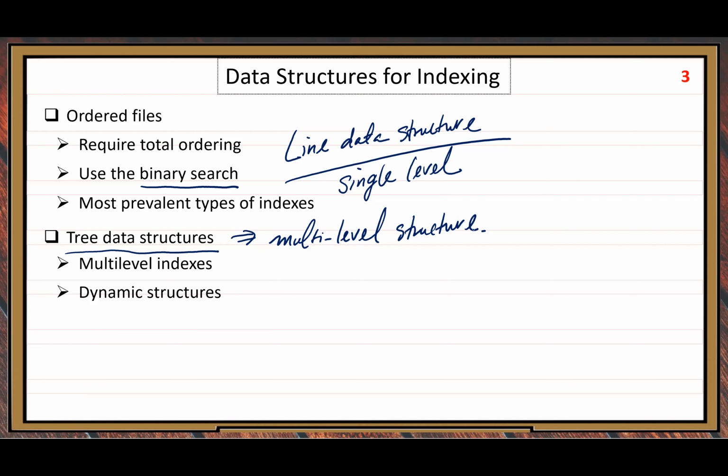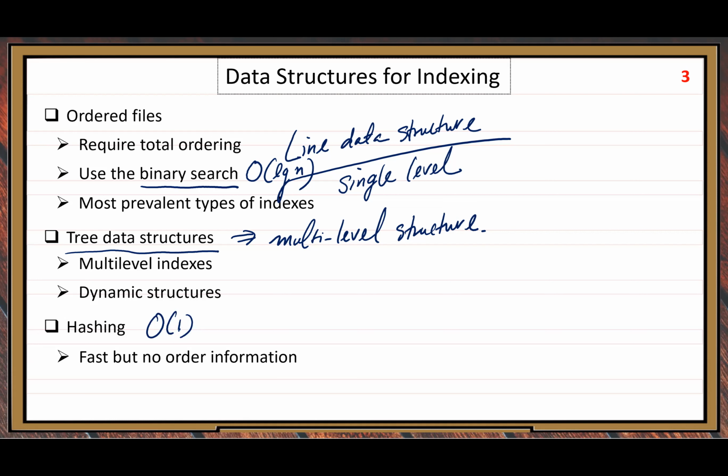All right. Hashing: fast, but no order information. As I mentioned, hashing is actually much faster than binary search. Binary search is big O of log n, log base 2, and hashing is big O of 1. So much faster than binary search.